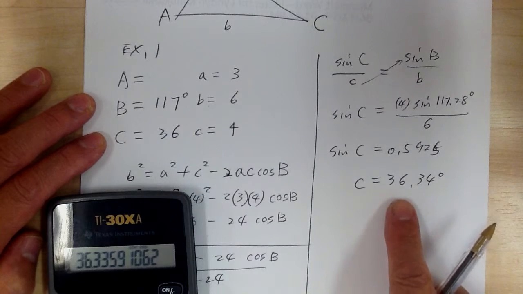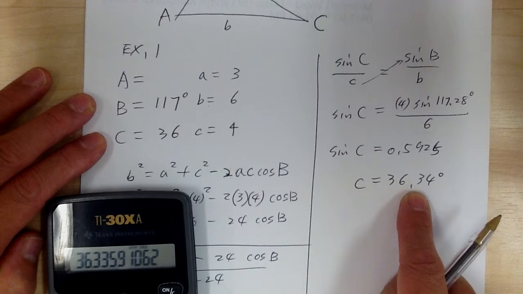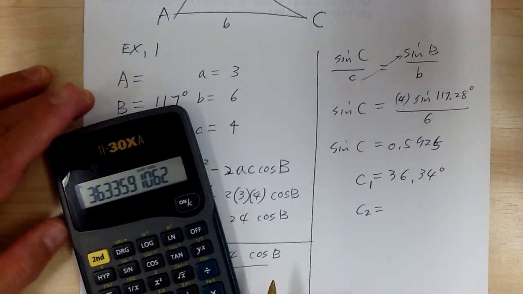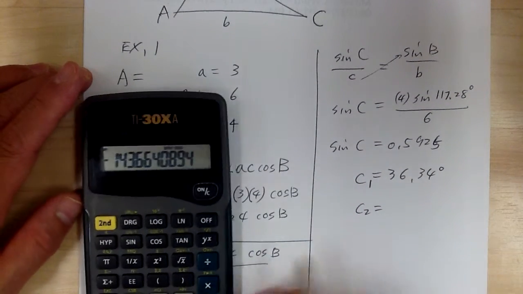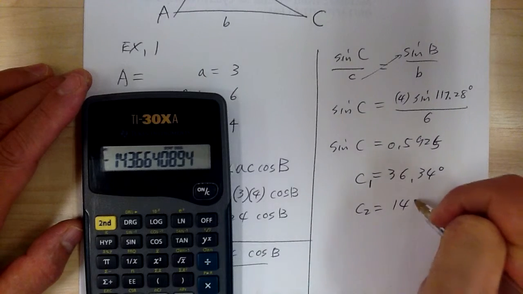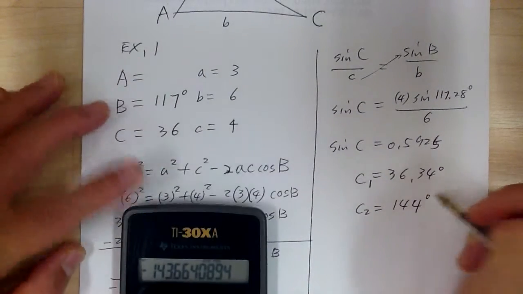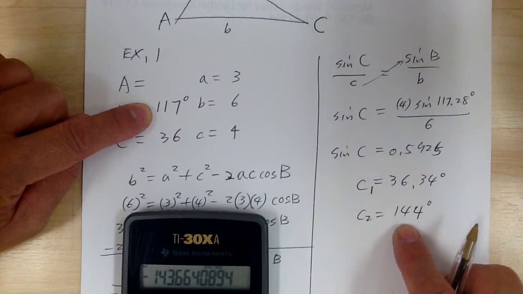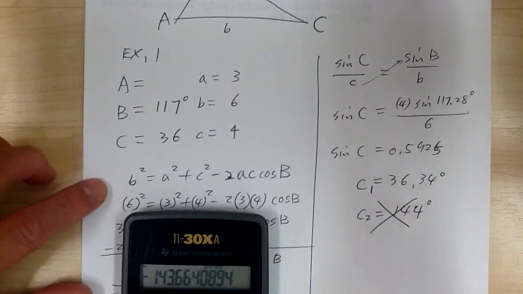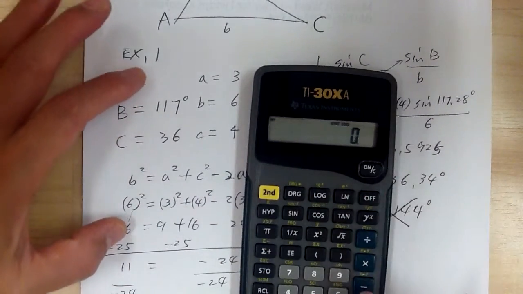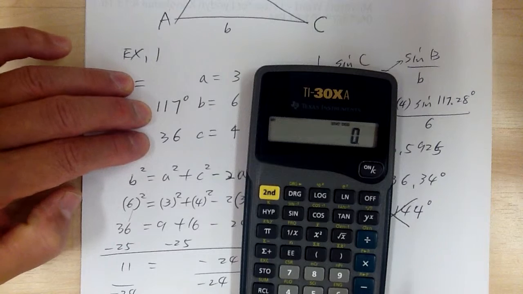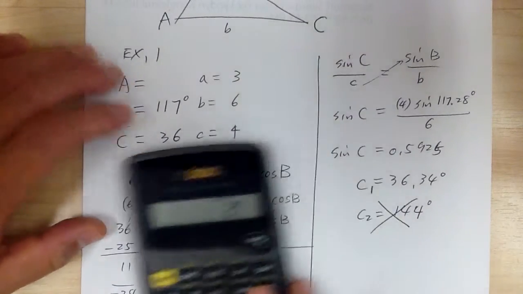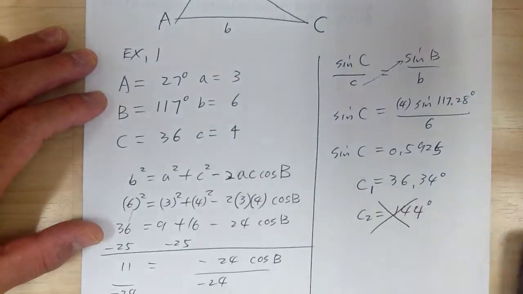Now remember, you have to check the second possibility. So this is your C1, and C2 will be the supplementary angle: 180 minus 36 is 144. And that's no good, because B is already 117. So that's only one solution. Then after that, remember, the 3 angles have to add up to 180. So 180 minus 117 minus 36 equal 27 degrees. And that's it.